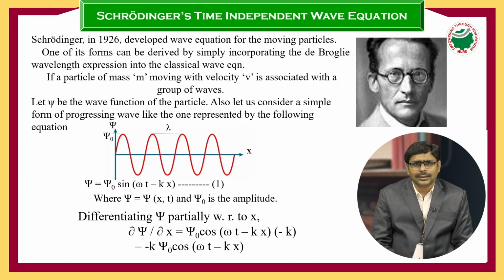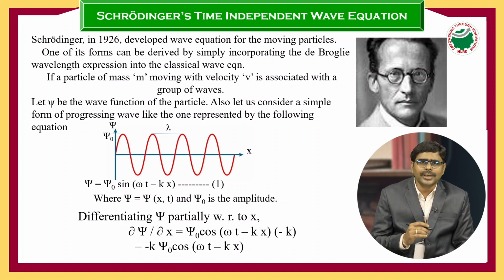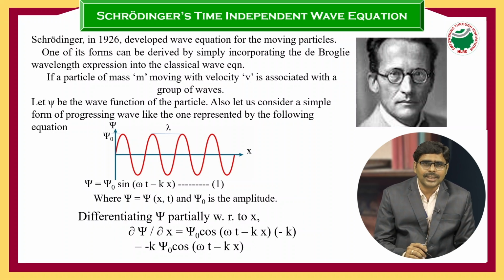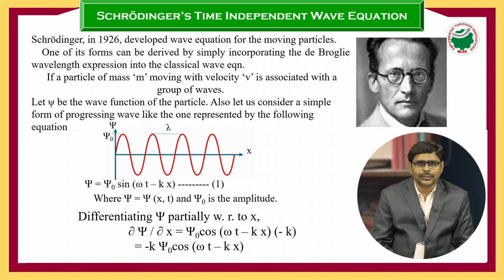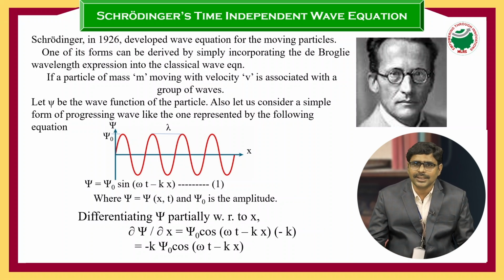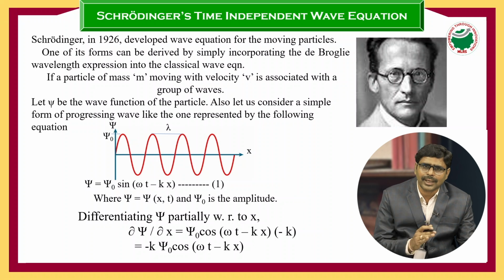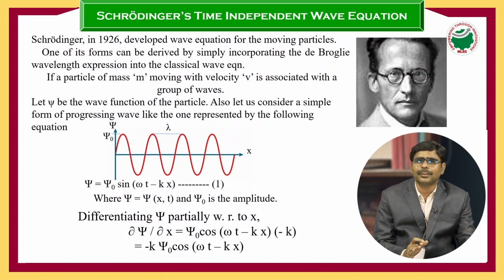Let us consider the particle moving like a wave. Suppose the wave is xi equals xi naught into sin(omega t minus kx). This function is explained with respect to x. That is, it is independent of time t, and depends upon x.